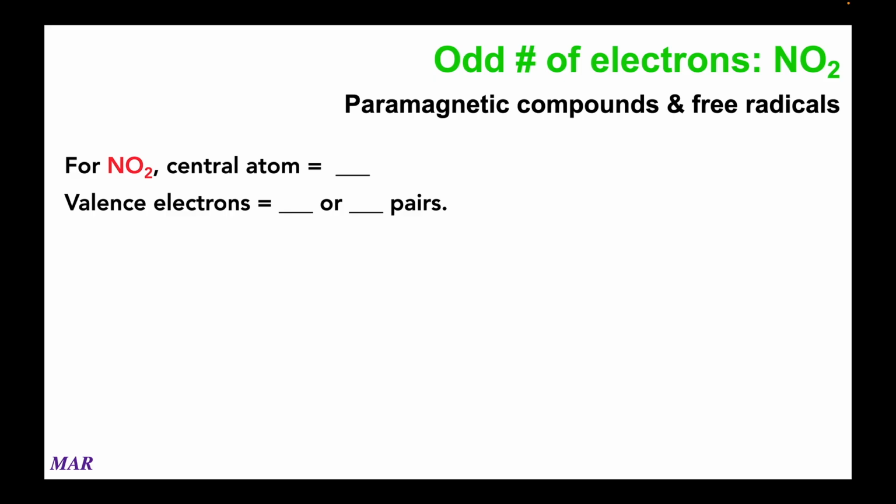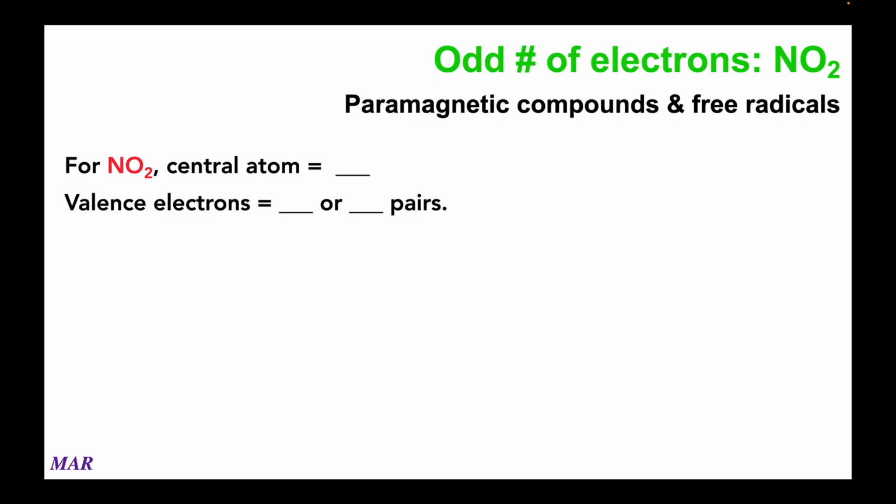So let's build a Lewis structure for NO2. Like before, central atom, usually listed first, lowest electronegativity, etc. It's going to be nitrogen, no question. Now, valence electrons. Nitrogen is 5, and oxygen is 6, and there's 2 of them. So 6 times 2 for the oxygen, 12, plus 5 for nitrogen, 17 valence electrons.